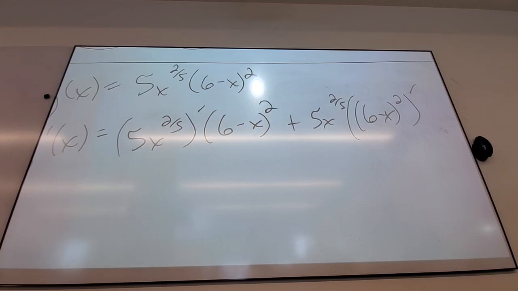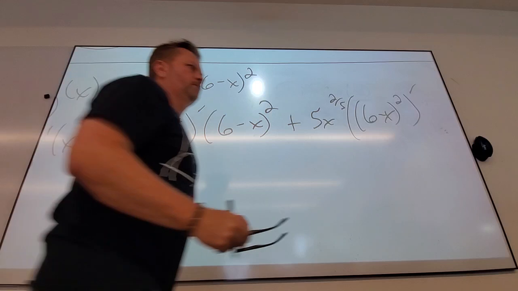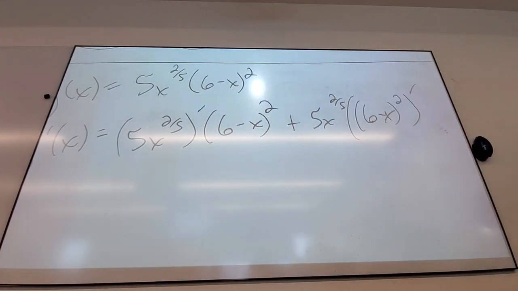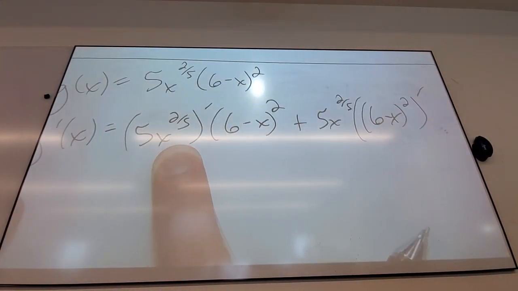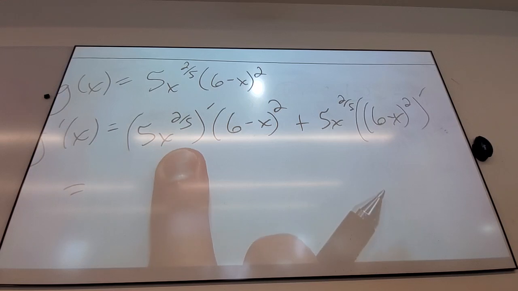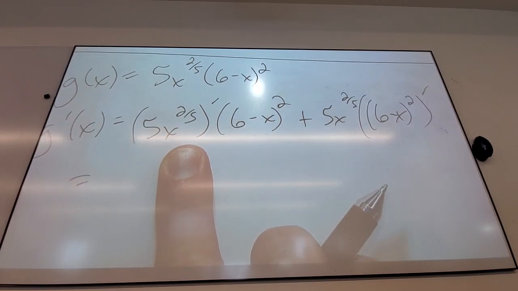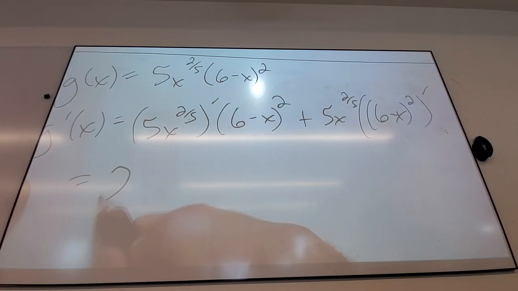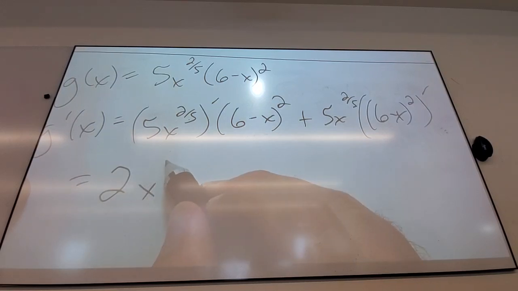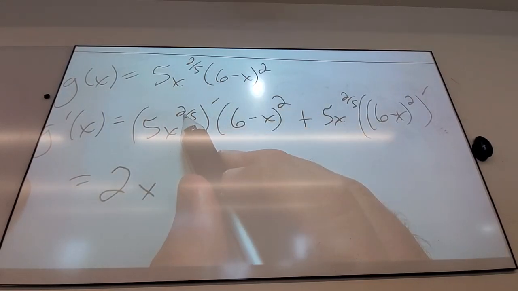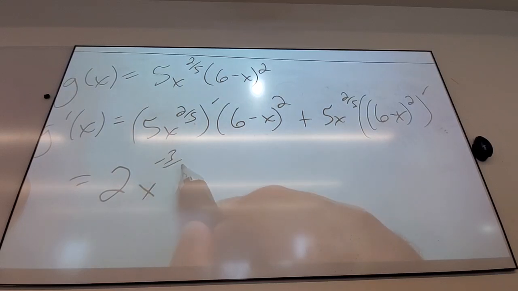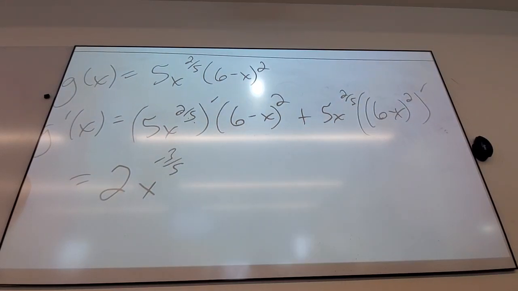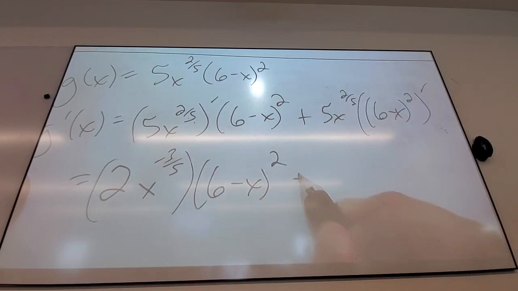Yes? Because I can just totally focus on 5x to the 2/5. How do you take that guy's derivative? How do you do this derivative? Multiply the 2/5. Yeah, the 2/5 comes down. 2/5 times 5 is 2. X to the -3. Yeah, remember the shortcut I told you guys? 2 minus 5 is -3. Put it back over 5. Okay. So that's done.